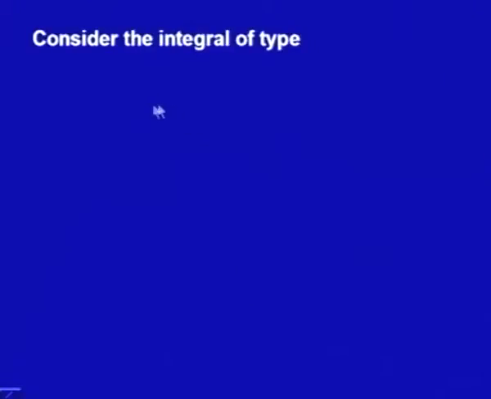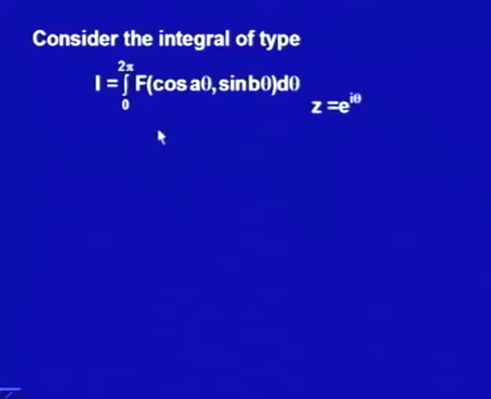Now, let us consider integrals of this type, 0 to 2 pi of a function of cos a theta and sin b theta. The first one I took was a function of cos theta and sin theta. Now we have cos a theta and sin b theta. Can we change this kind of integral also into contour integrals, so that we could use the residue theorem? Again, we assume that f is a rational function and it does not become infinite in the interval of integration.